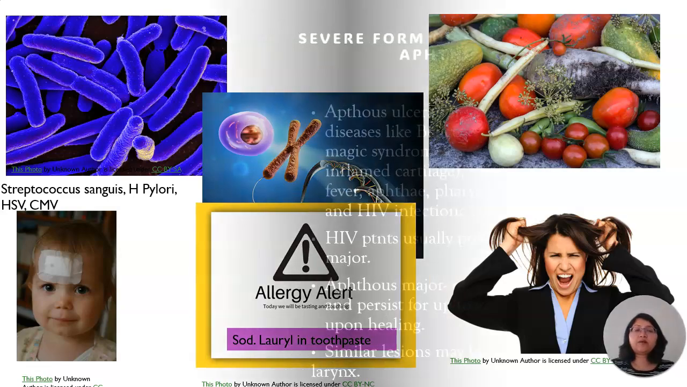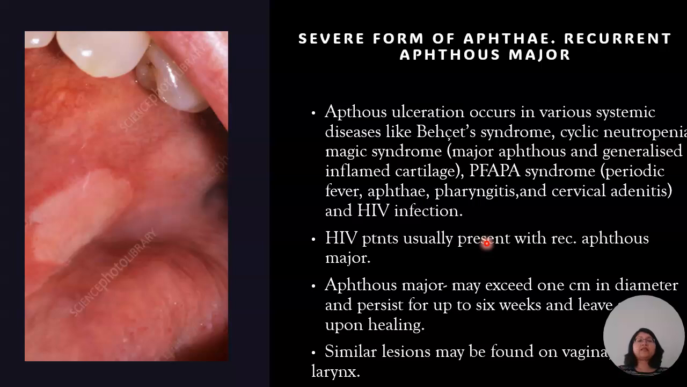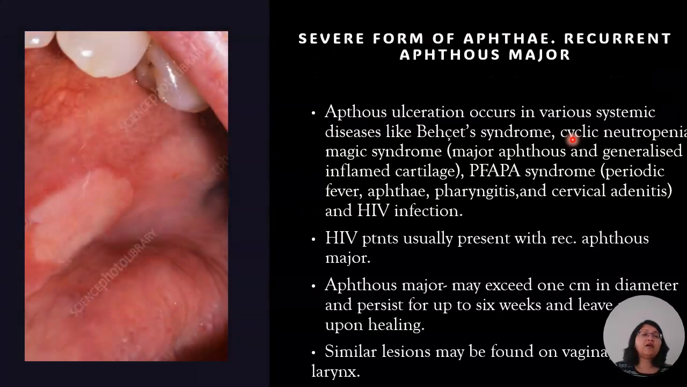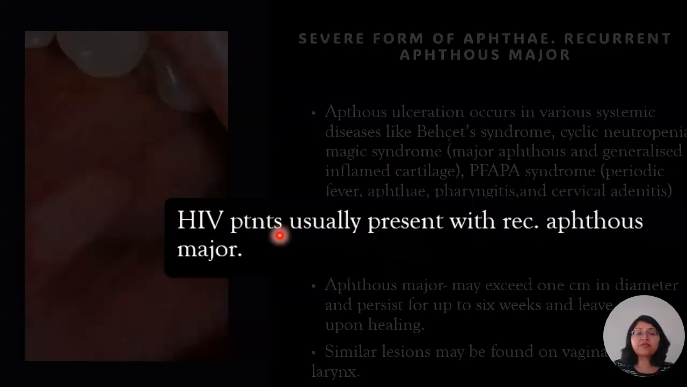Now, let's talk about recurrent aphthous major, or the severe form of aphthae. These aphthous ulcerations, like we see here, are seen in systemic diseases like Behçet syndrome, neutropenia, MAGIC syndrome, PFAPA (pharyngitis), and HIV infection, and HIV patients usually present with recurrent aphthous major.